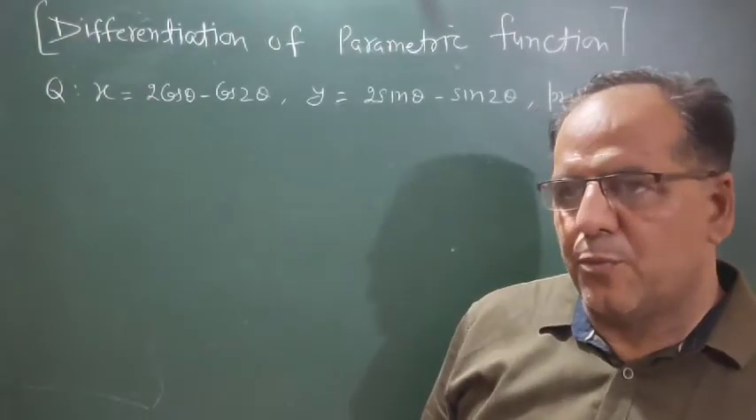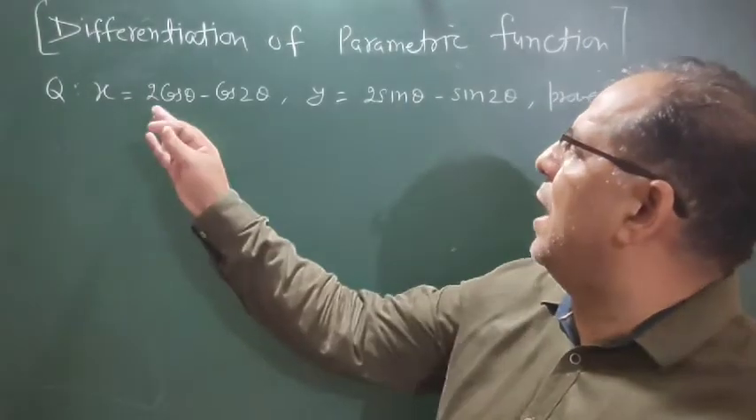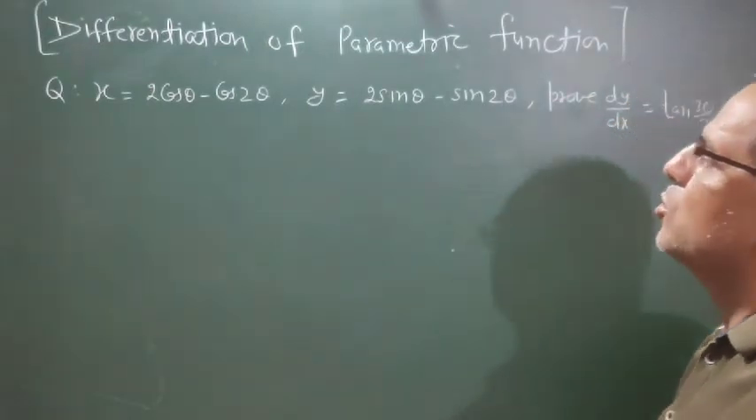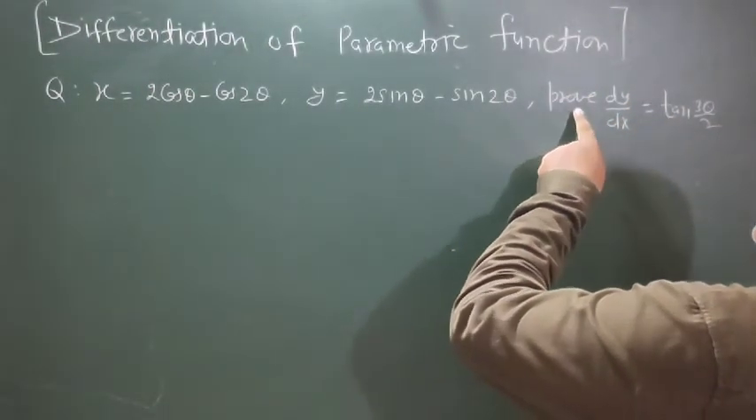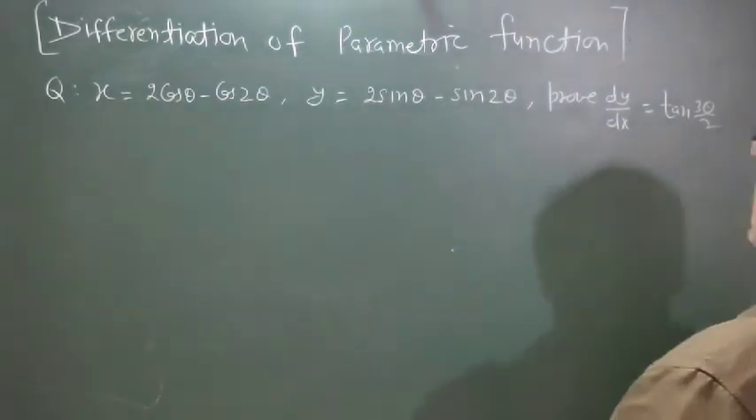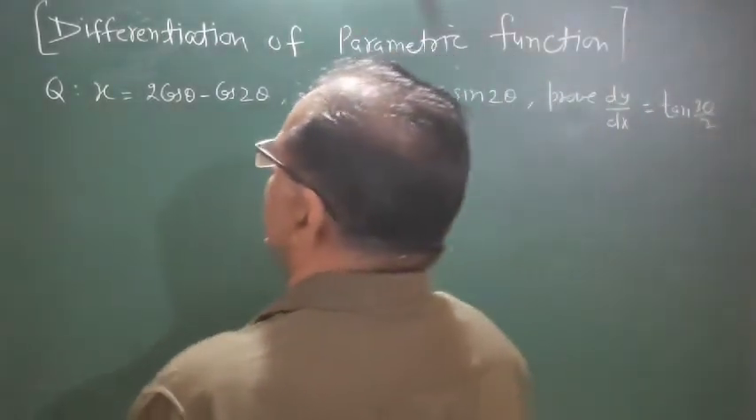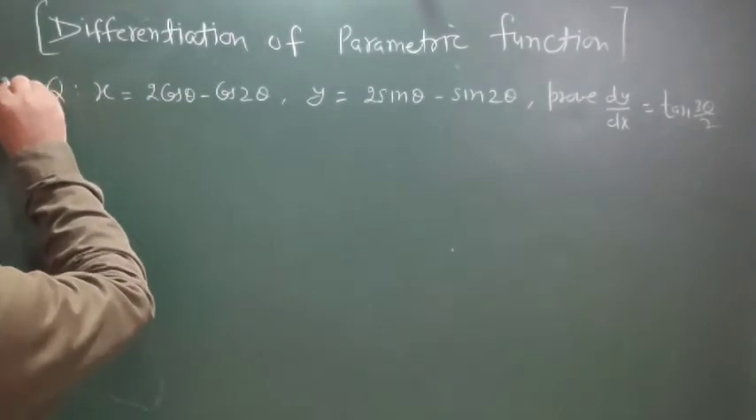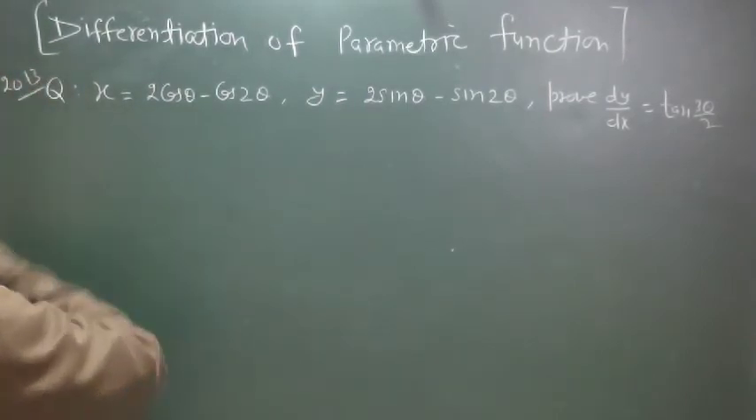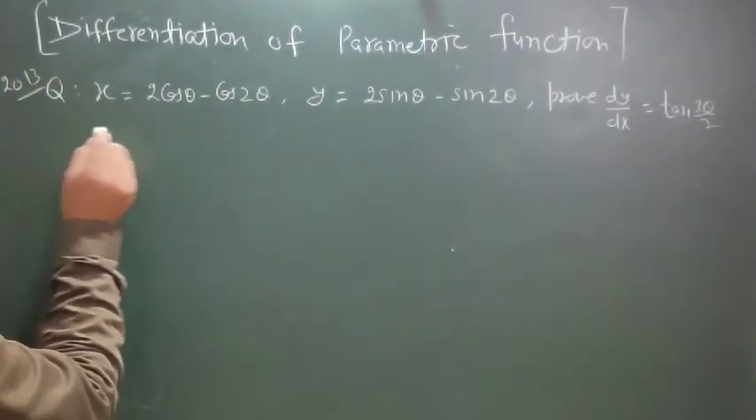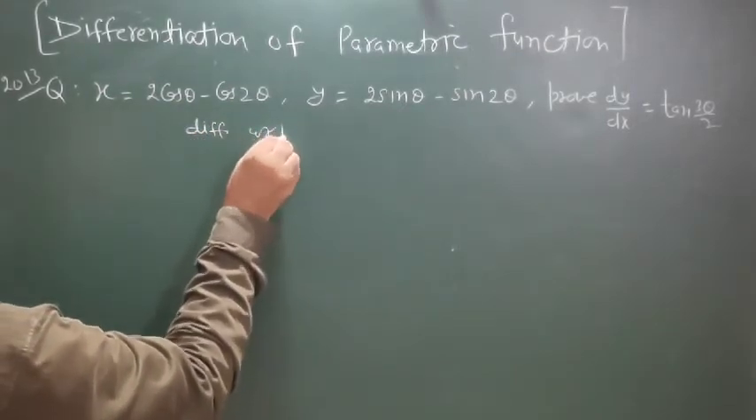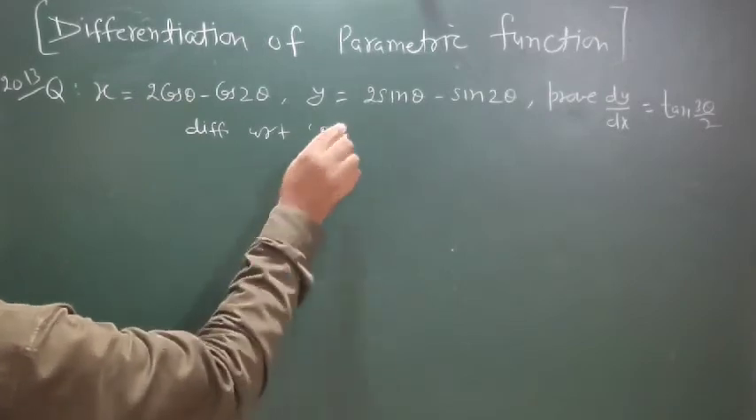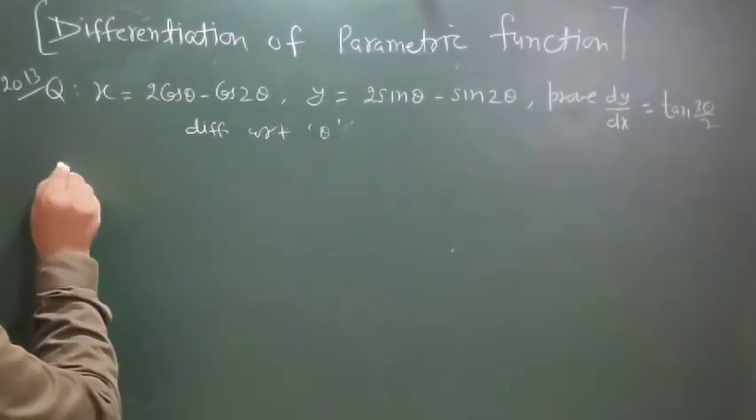I am taking one more problem based on this topic. X equal to 2 cos theta minus cos 2 theta, y equal to 2 sin theta minus sin 2 theta. We want to prove here dy over dx equal to tan 3 theta by 2. This question is a CBSE board question from the year 2013. Okay, now start. First differentiate with respect to theta here, because theta is the parameter.